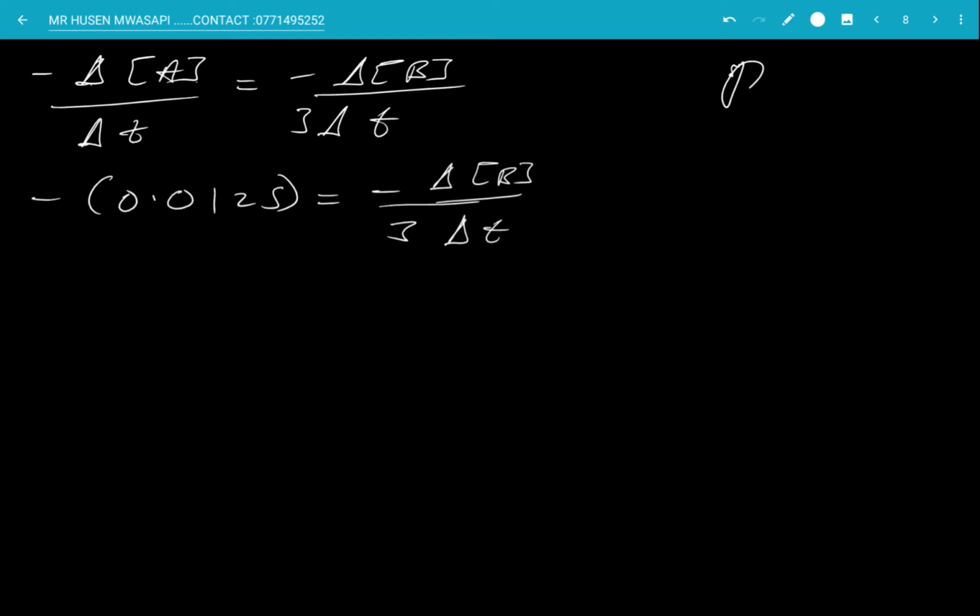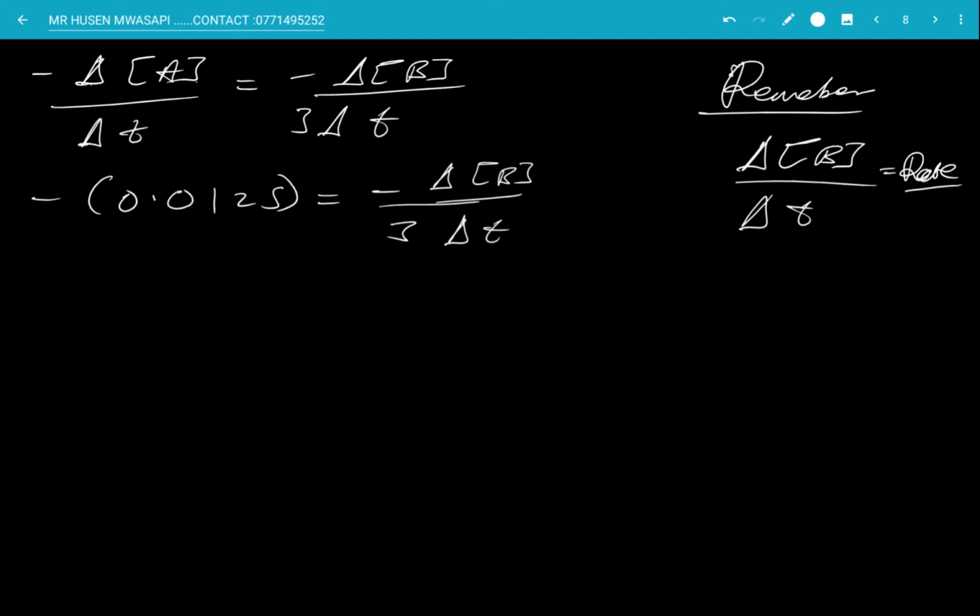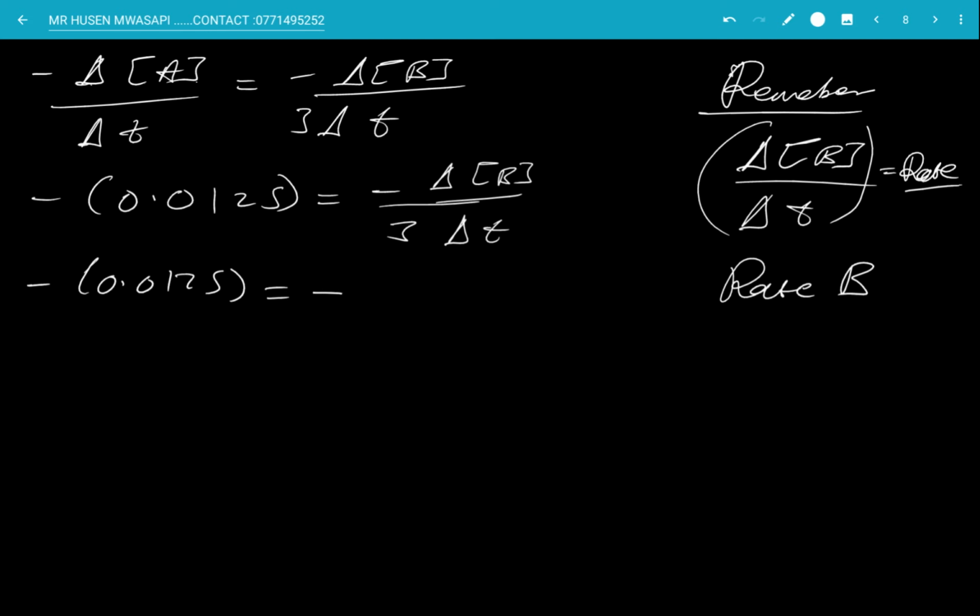Now what you have to bear in mind is this: anything written as a change in concentration of something, either the reactants or product, such as B in this case, over change in time, is called the rate of that particular reactant or product. So which means that this gives me rate B. So wherever I see this, I just change it into what? B. So I have minus 0.0125 being equal to minus, I'm having 1 over 3 here, times this part, which is change in concentration of B over change in time. Mathematically, we're allowed to do that.